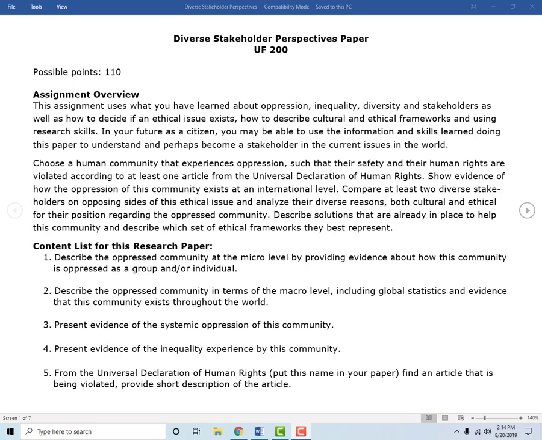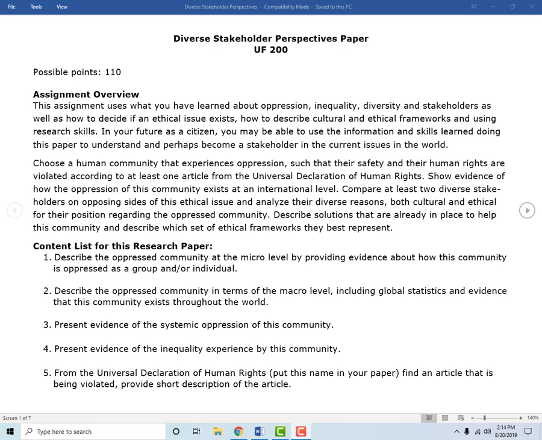Choose a human community that experiences oppression, such that their safety and their human rights are violated, according to at least one article from the Universal Declaration of Human Rights. Show evidence of how the oppression of this community exists at an international level.